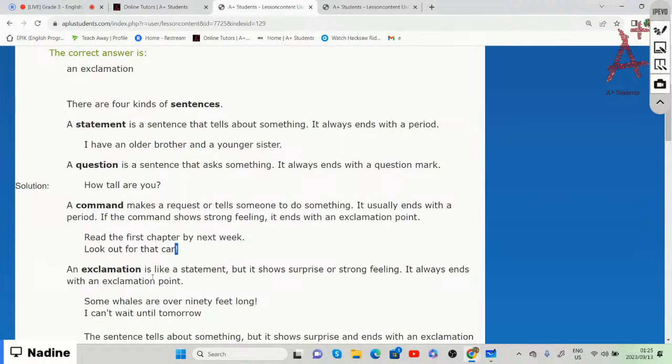And then we have an exclamation sentence, right? Which is like a statement, but it shows surprise. It shows strong feeling, shows excitement, even sometimes shows when you're angry. And this ends with an exclamation point.